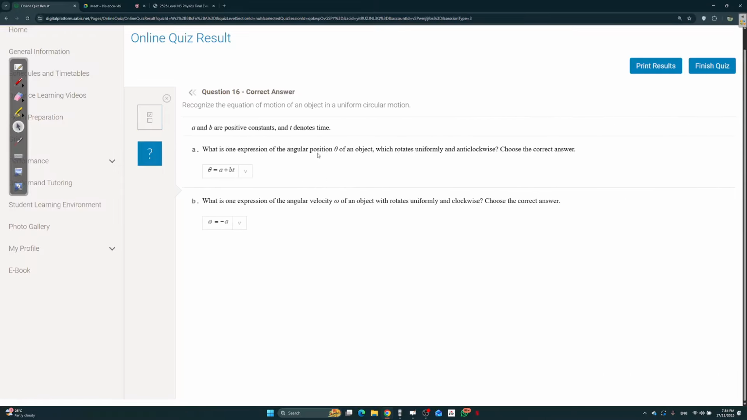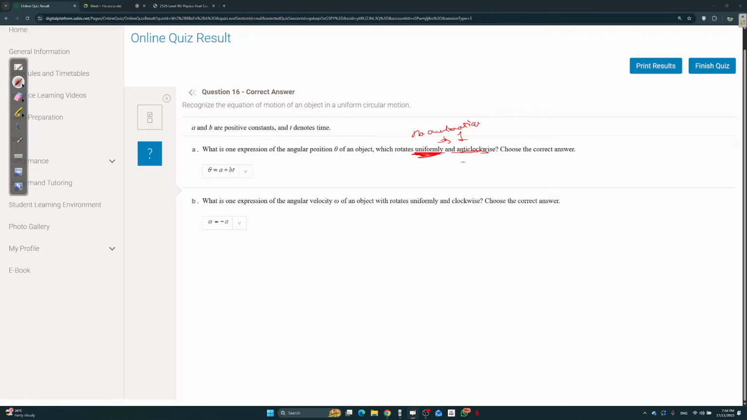A and B are positive constants, and T denotes time. What's one expression of the angular position theta, which rotates uniformly and anticlockwise? First of all, if it's uniform, that means no acceleration. If there's no acceleration, that means the degree must be 1. So there's no squared, there's no cube, there's no power 4. The degree must be 1.